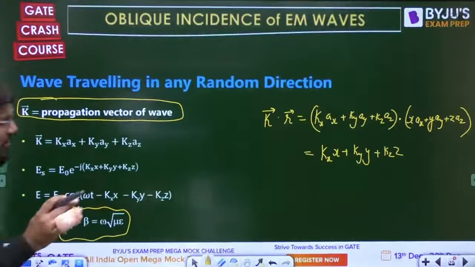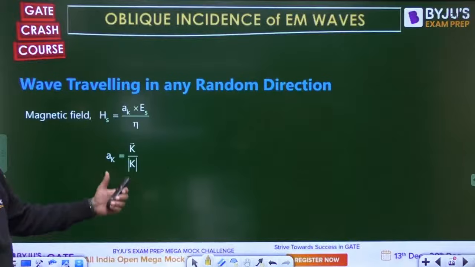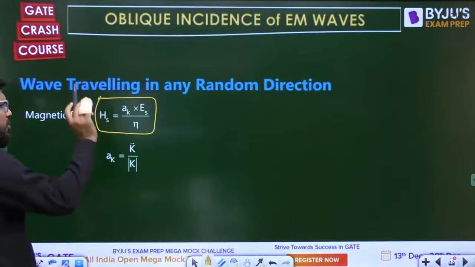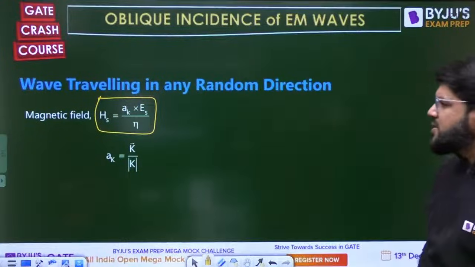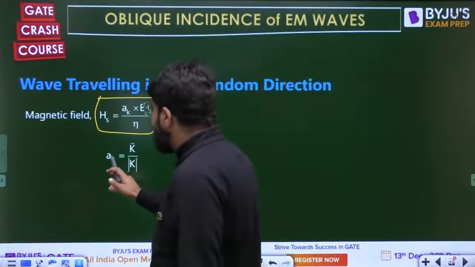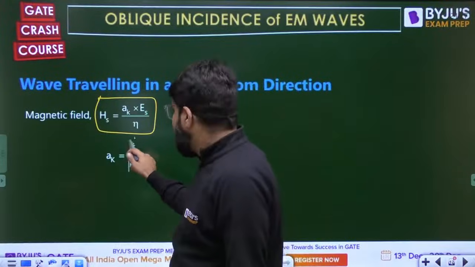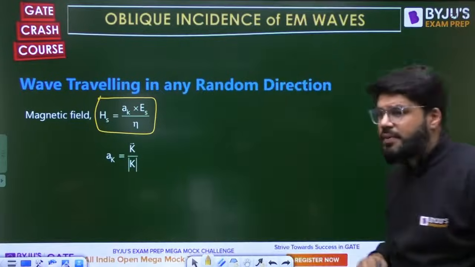Now, before I take up any oblique incidence case, the magnetic field formula is the same as you have studied earlier, there is not much difference. So Hs will be written as ak cross Es divided by eta. ak is the unit vector along the direction of k. How do you calculate a unit vector? Vector k divided by its magnitude.